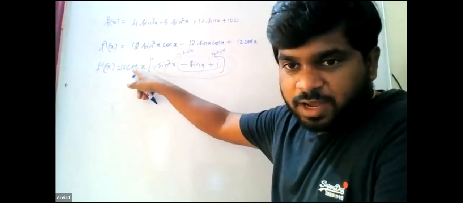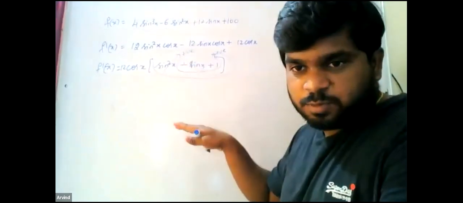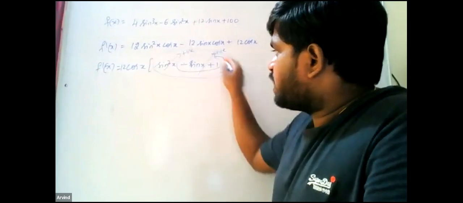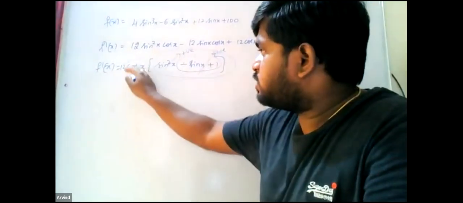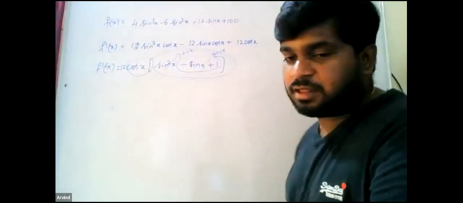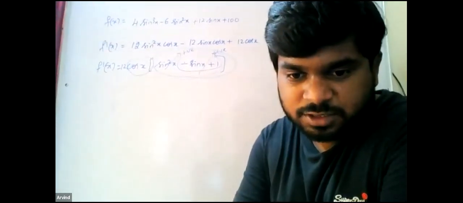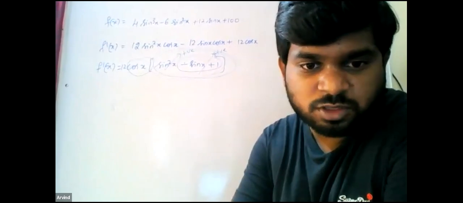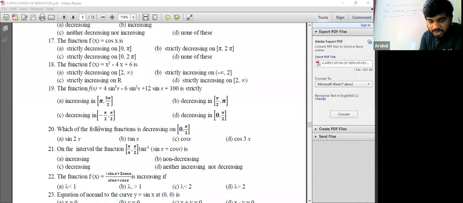If cos x is positive, the entire thing is positive. So this is always positive, forget it. It depends on cos x, and in which interval cos x behaves how. So what is the first option? Let's focus on the options. It is increasing in pi comma 3 pi by 2.